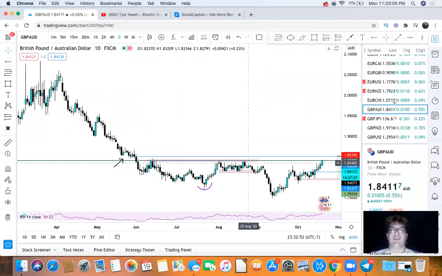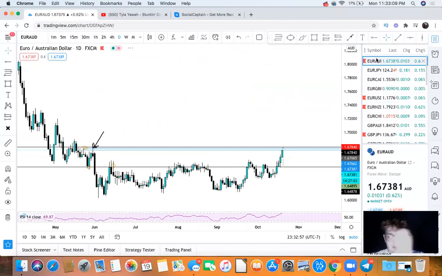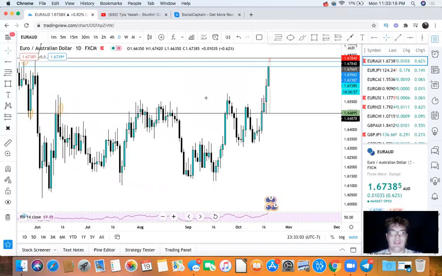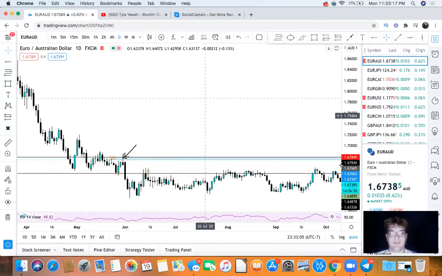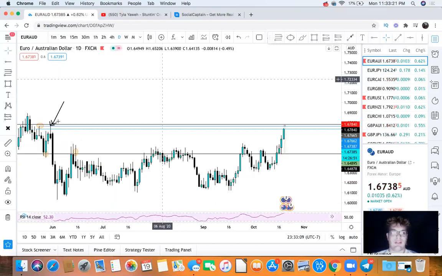Other than that, I was also taking a look at EURAUD. On EURAUD, I am also going to be looking for some selling positions, which I already have a sell limit activated there. So what I'm waiting for on EURAUD: we're currently going to clear out highs, right? We're currently going to clear out these equal highs here.